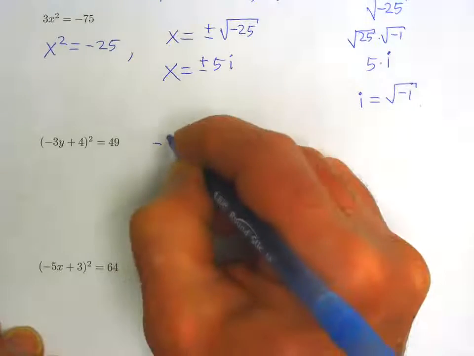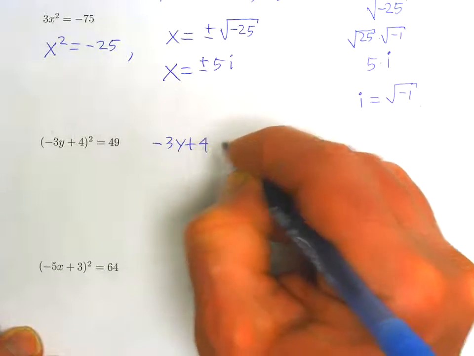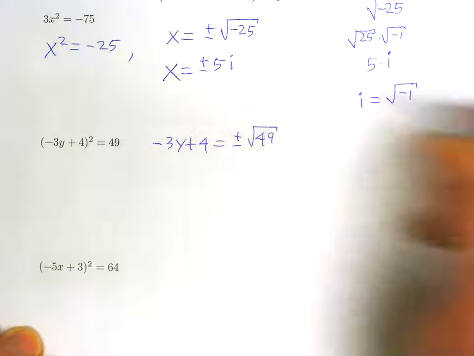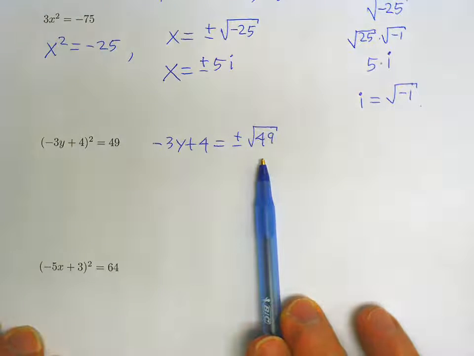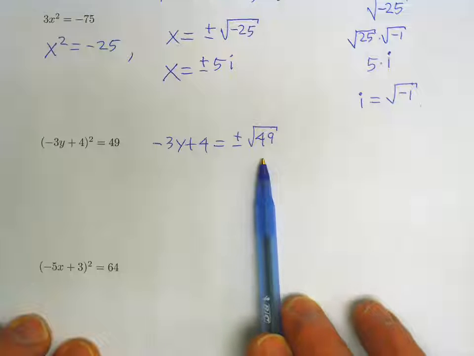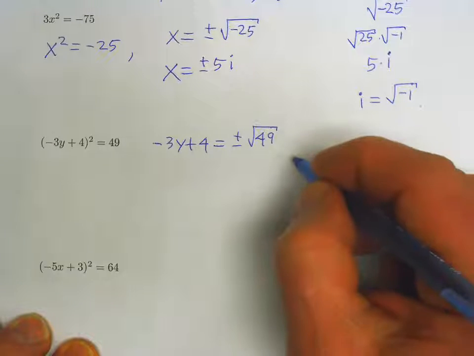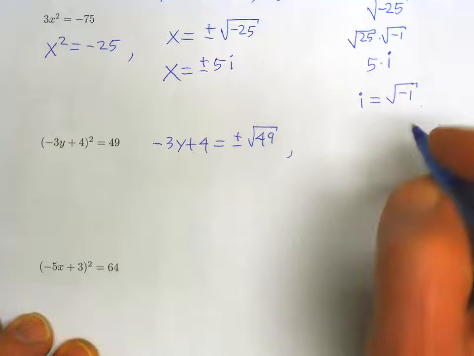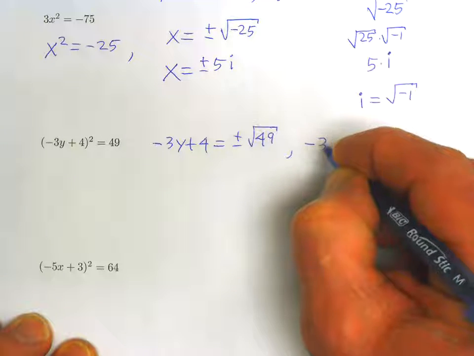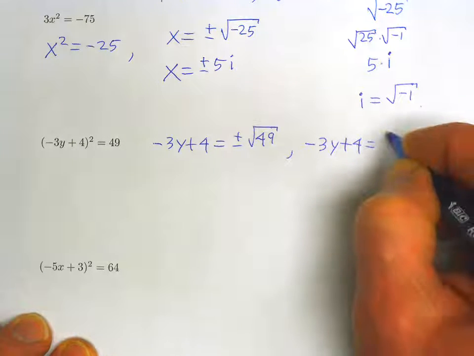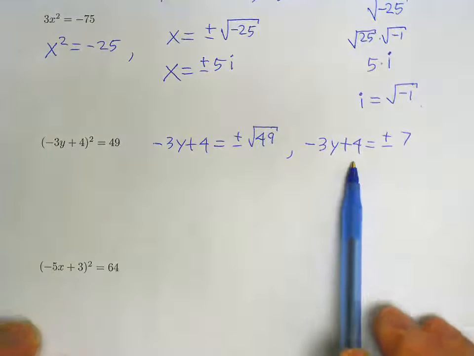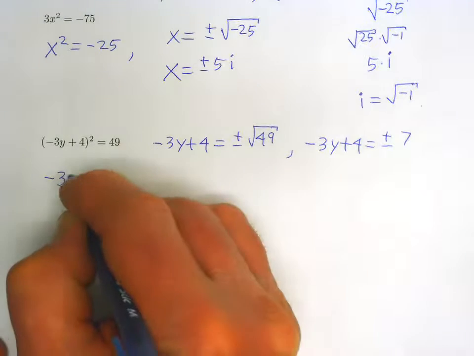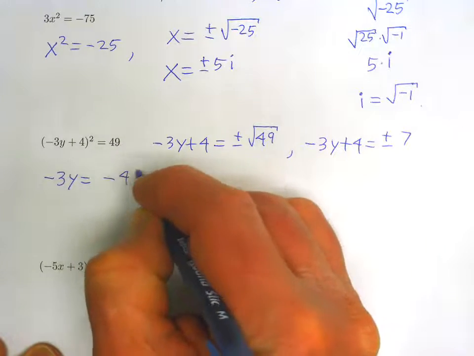So we write negative 3y plus 4 equals positive and negative square root of 49. Hey, we can simplify the square root of 49 to 7. So let's do that before we move any of these terms on the left-hand side. So we'll write it as negative 3y plus 4 equals positive and negative 7. Okay, then we'll subtract 4 from both sides. So we get negative 3y equals negative 4 plus and minus 7.